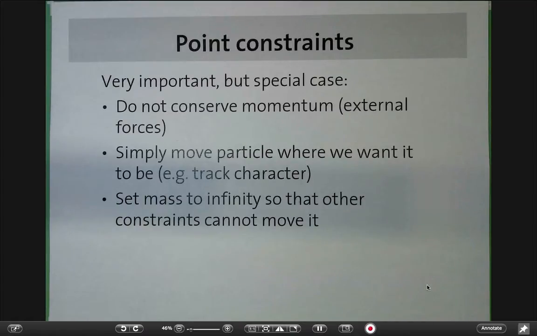Now the only problem is if you have 2 particles which both have infinite mass and they are connected by a distance constraint, you need to be a little bit careful in the code not to divide by zero in that case.